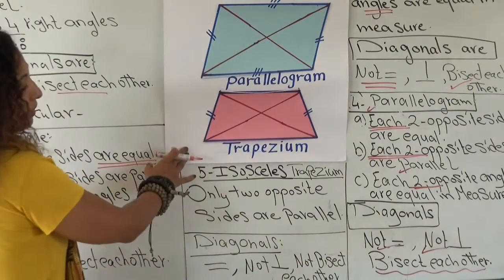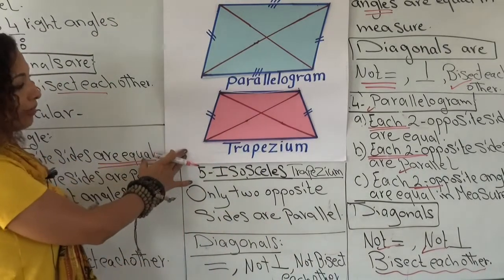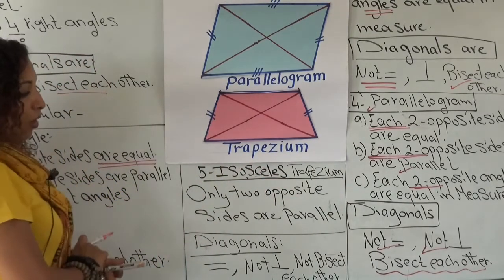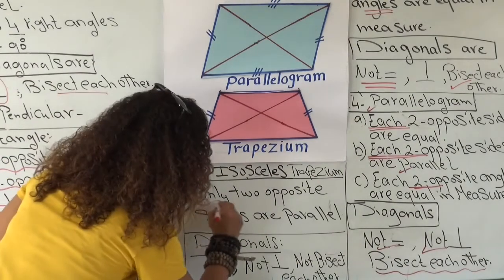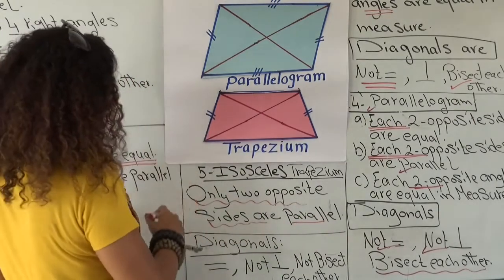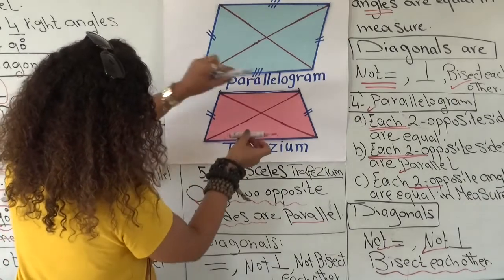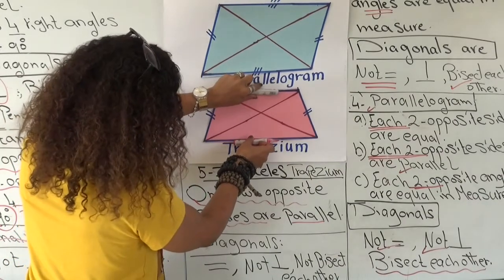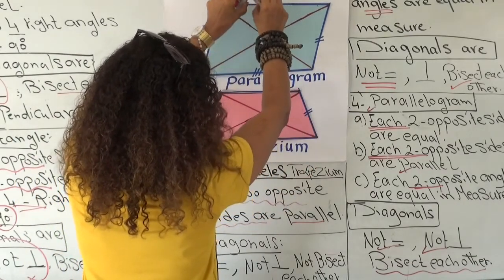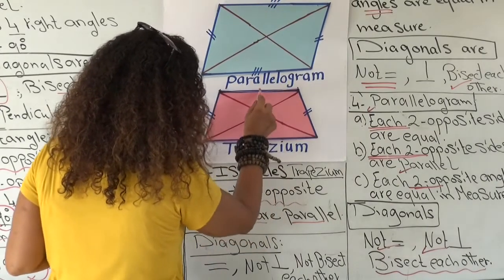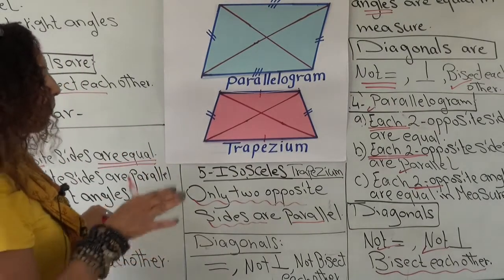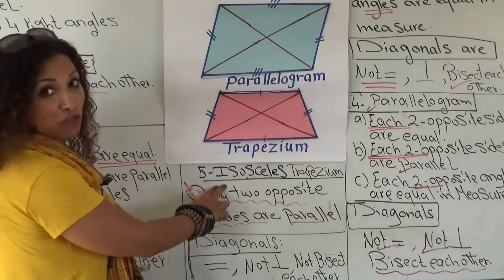So let's talk about the last one here in our quadrilaterals. It's the trapezium. I have here an isosceles trapezium, okay? So watch here with me, that trapezium. Only two opposite sides are parallel. Only two opposite sides are parallel, okay? So here, these are the two sides that are parallel, okay? These two sides are not parallel because if we extend the two lines like that, they will intersect each other. So this side and this side, only two opposite sides are parallel. That's it. These are the properties of the isosceles trapezium.